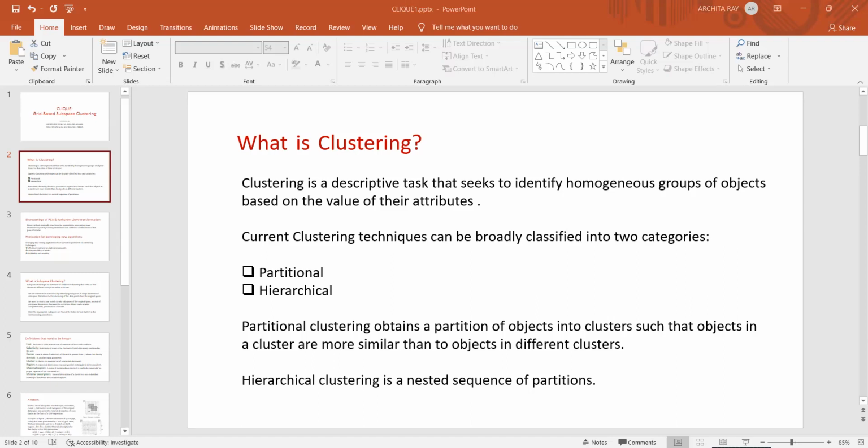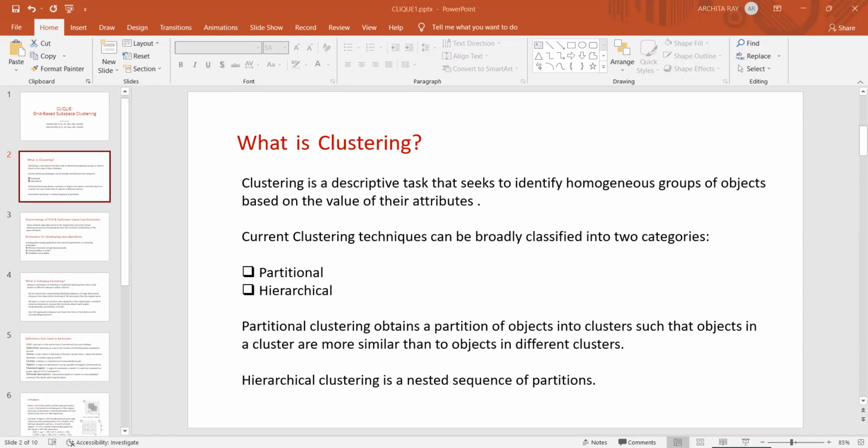Now, current clustering techniques can be classified in two categories. One is partitioning and another is hierarchical clustering. So what is partitional clustering? Given a set of objects and a clustering criteria, partitional clustering obtains a partition of the objects into clusters such that the objects in a cluster are more similar to each other than to objects in different clusters.